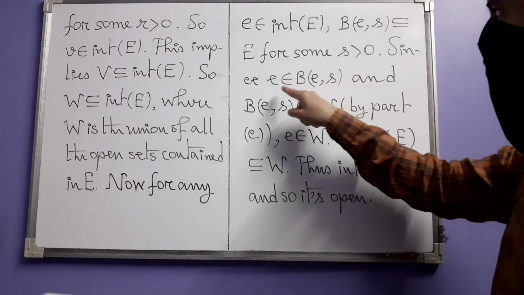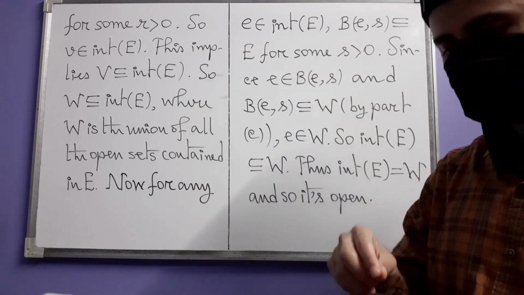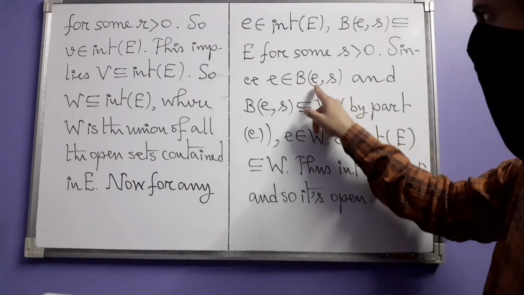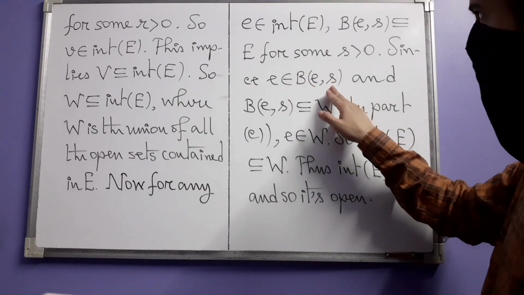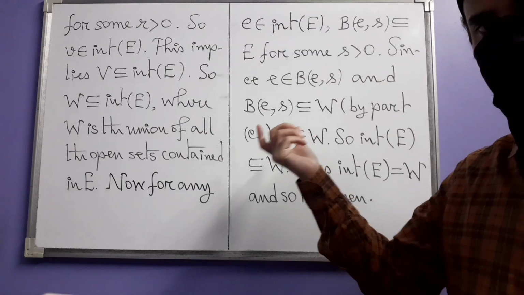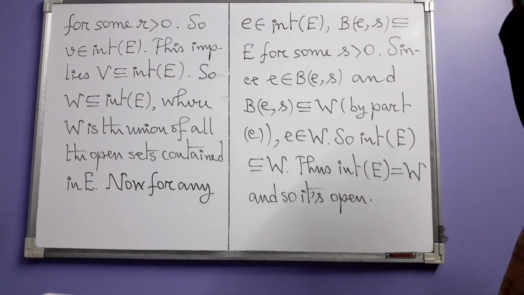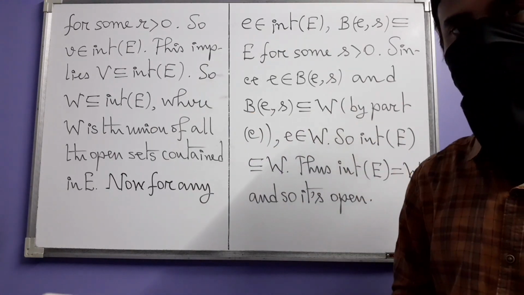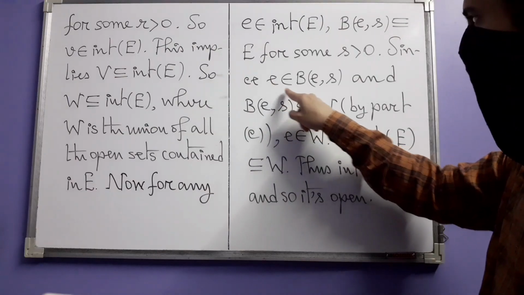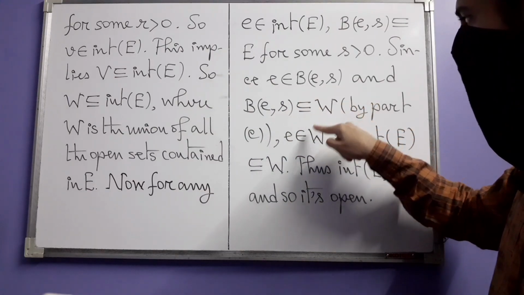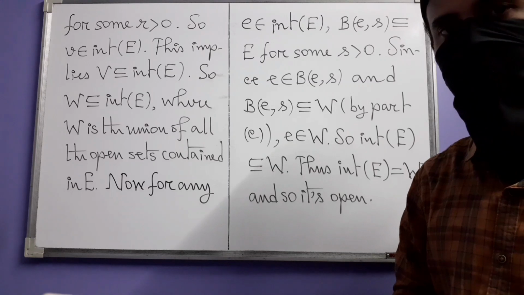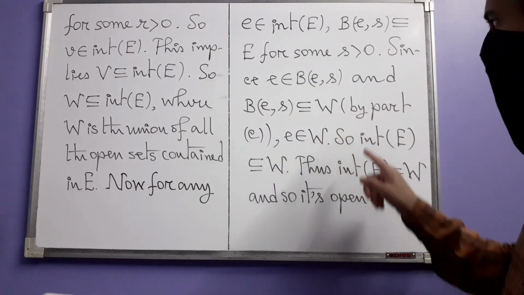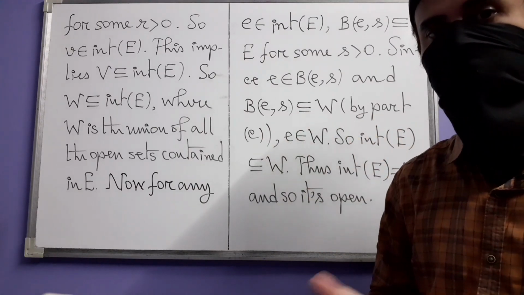But then we write, since e belongs to the ball centered at e, the ball contains e itself. Why? Because the distance between e and itself is 0, and obviously 0 is less than s. That is why, by the definition of this ball, e itself is contained in this. And because this ball is a subset of W, e being an element of this and this being a subset of W imply that e belongs to W. Where is this coming from? That the ball is contained in W, we have written by part C. What does part C say?